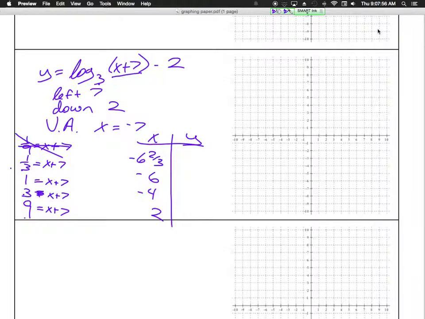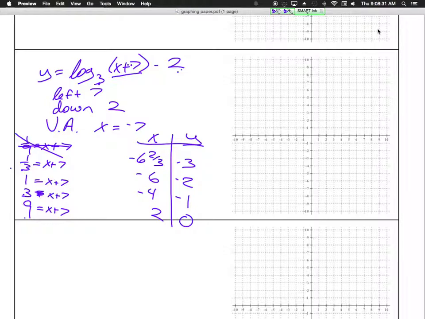Then I always like to plug the bottom ones in. So let's plug 2 in. 2 plus 7 is 9. 3 to what power is 9? 2. 2 minus 2 is 0. So that means this one is 0. I plug in -4. -4 plus 7 is 3. 3 to what power is 3? 1. 1 minus 2 is -1. Once I have those two numbers, I should know what the next two are. What do the next two have to be? -2 and -3.